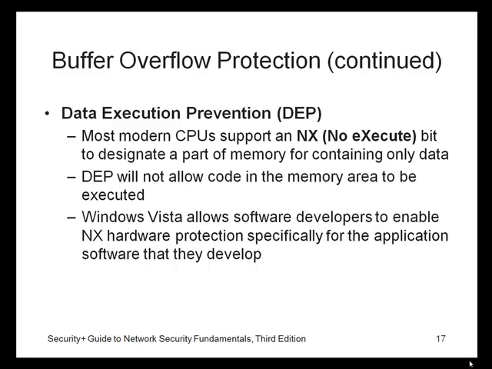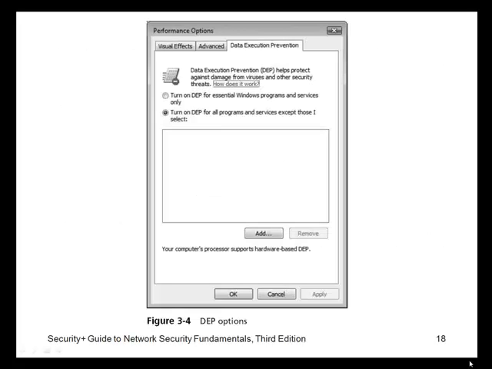Most CPUs support a no-execute bit to designate memory areas that will not allow code to be executed. Vista, and XP Service Pack 2 on up, allow you to enable the hardware protection specifically for application software that they develop. There are two options in there. One is for Microsoft only, and the other one is for everything, including the Microsoft stuff.